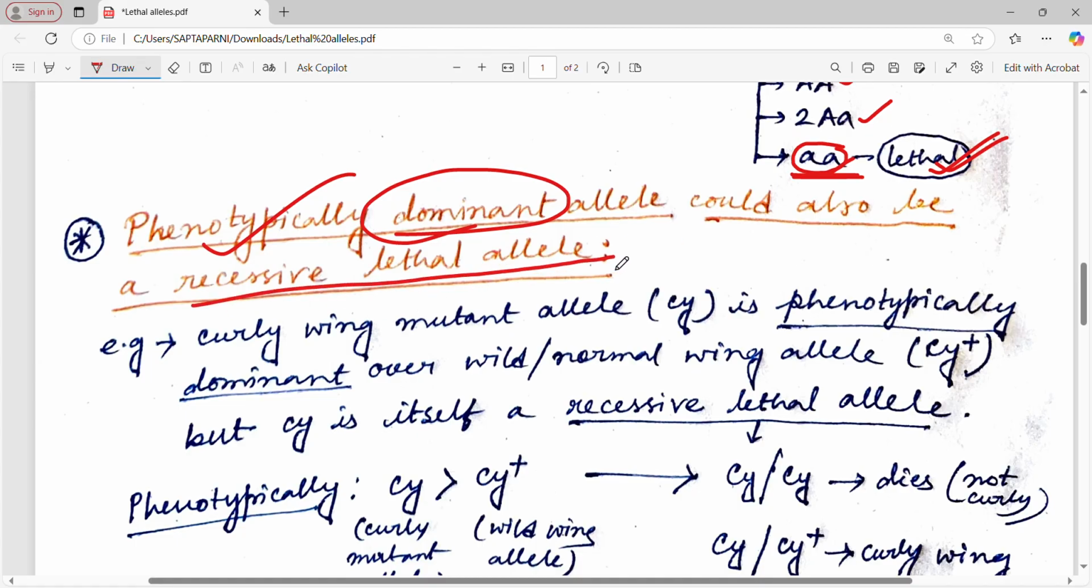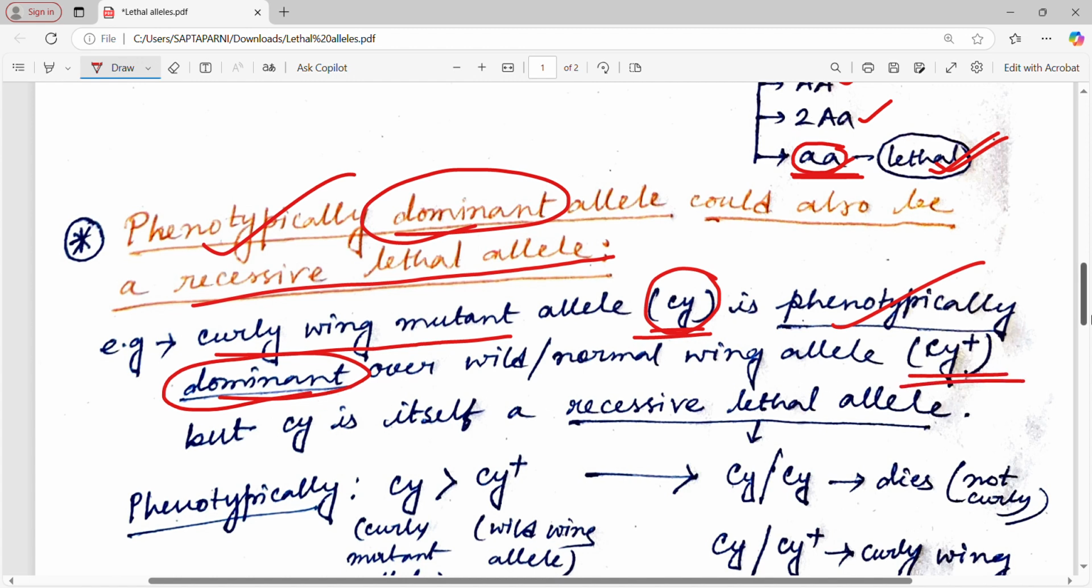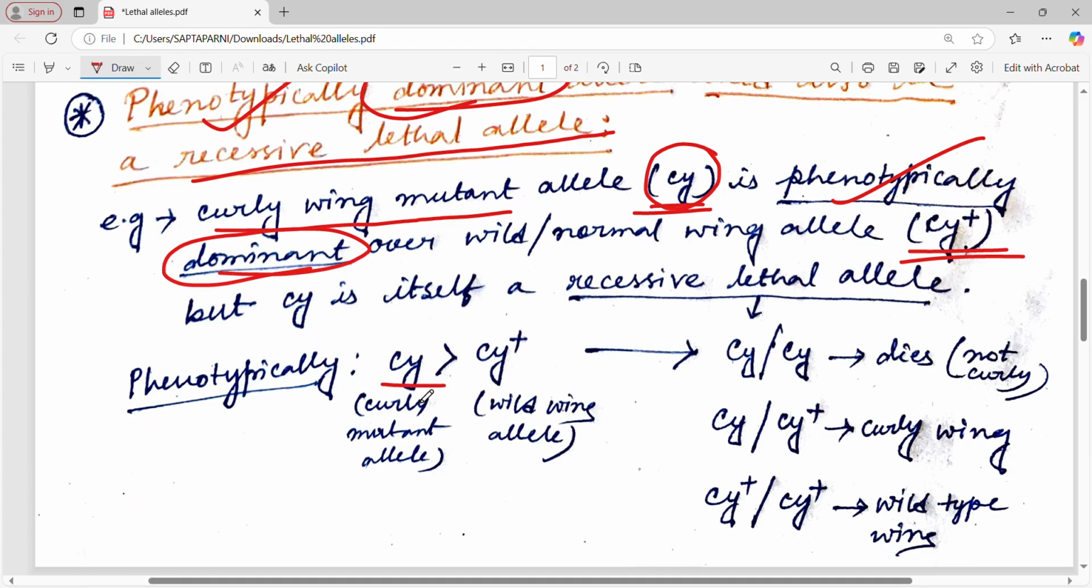Okay, so this condition can also be present, and there are several examples regarding this. The curly wing mutant allele in Drosophila is a phenotypically dominant allele over the wild or normal wing type allele, Cy+. So Cy is a mutant allele which results in curly wing mutation in Drosophila, and this mutant allele is phenotypically dominant over the wild type wing allele, Cy+.